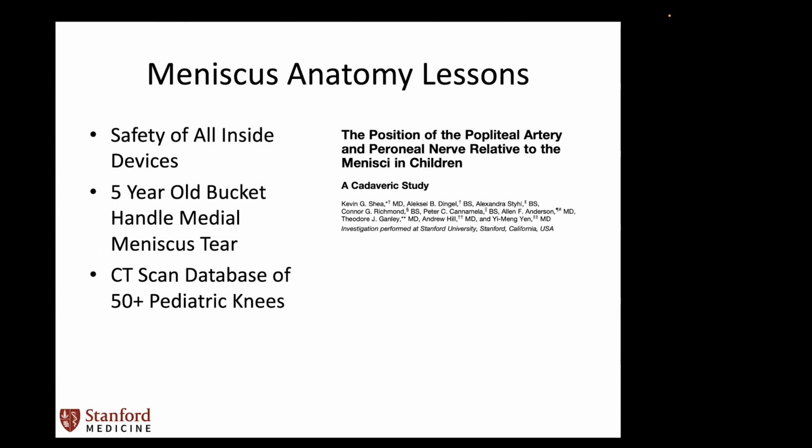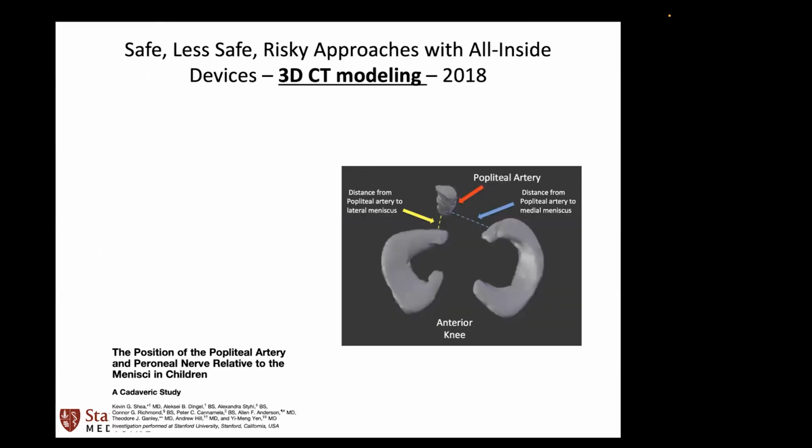This has allowed us, I was a little nervous about doing all inside devices because of the proximity of the vascularity. So it led to some interesting approaches to trying to figure out, okay, where is the artery, where's the nerve in these pediatric knees? In smaller knees, all inside devices may be riskier. And so our first study, we took our CT scans and turned them into a series of knees. And basically on these knees, we created 3-dimensional models of the meniscus, the artery, and the nerves.